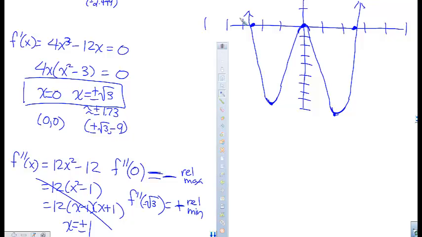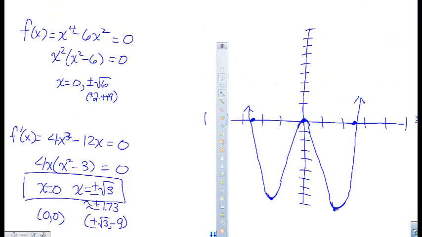All right. A fourth degree polynomial should have 4 zeros. A fifth degree polynomial should have 5 zeros. Some of those things we call repeated zeros. So 0 in this case is repeated. We had x squared equals 0, so it was 0, 0, and then plus and minus square root 6.